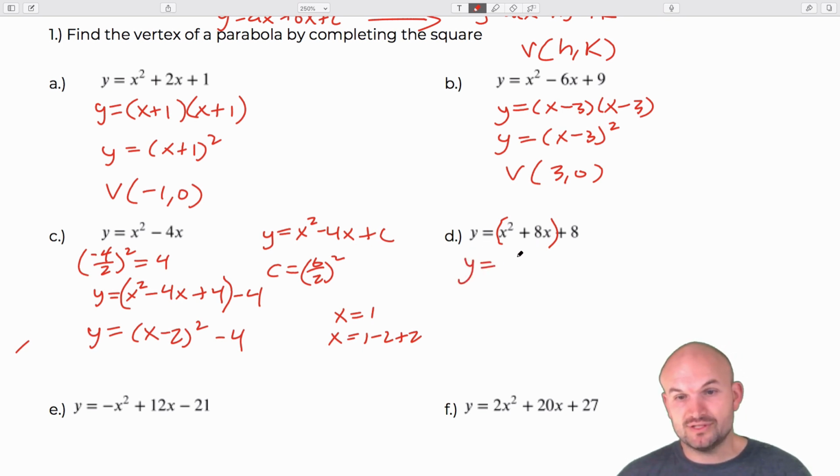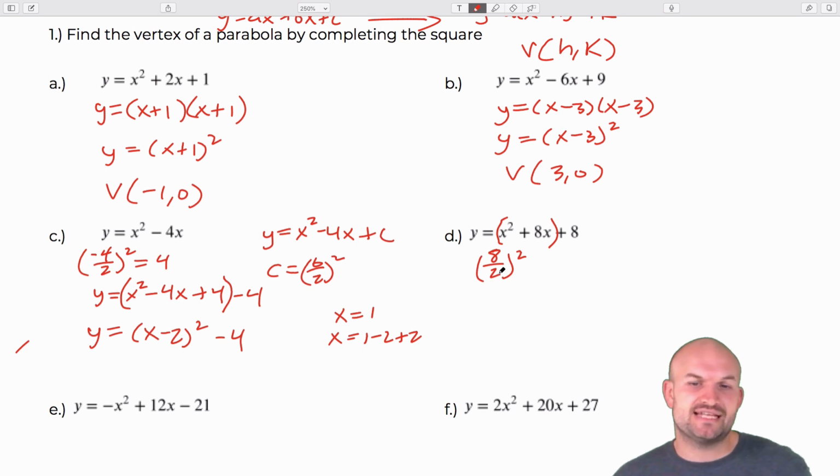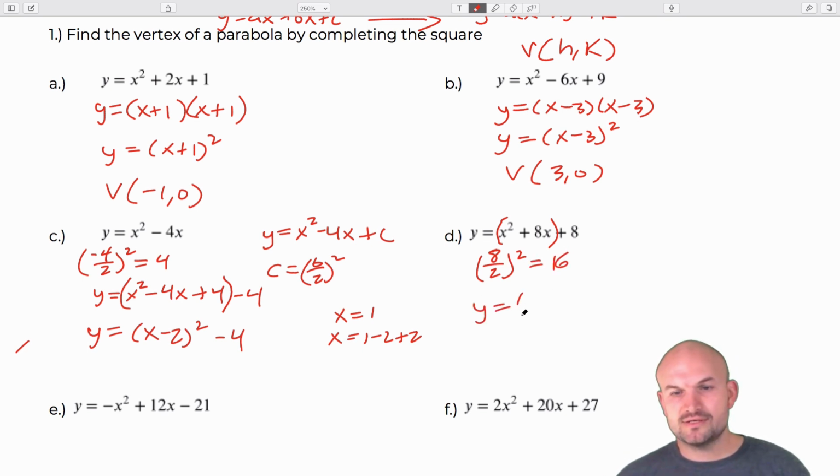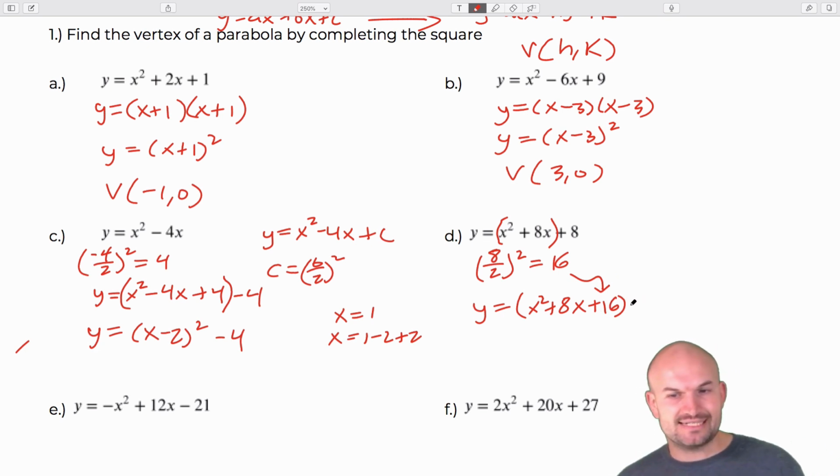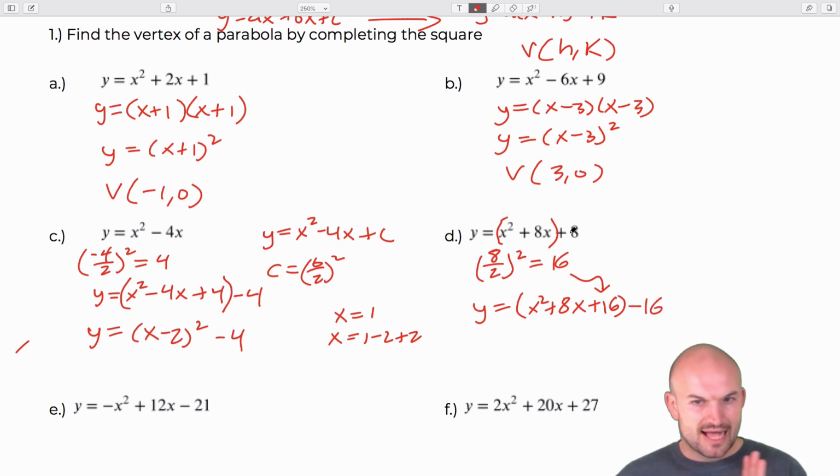So y equals, let's do this. I'm going to take the 8, the middle term, divided by 2 and square it. So 8 divided by 2 is 4. 4 squared is 16. So I have y equals x squared plus 8x. I need to add this in there, right? Because now that creates my perfect square trinomial. But again, you just can't add a 16. You have to subtract a 16. And then I'll put the 8 right there.